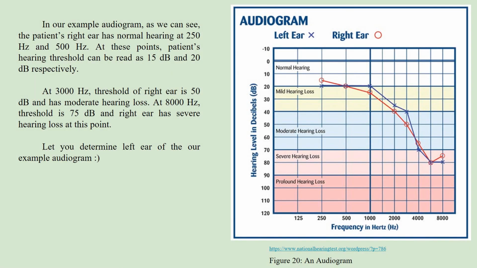This is the example data for an audiogram. The vertical line shows threshold and the horizontal line shows frequencies. In an audiogram, left and right ears are represented with different shapes. For example, the threshold of the patient's right ear is approximately 15 decibels at 250 Hz, and the patient has normal hearing at this point. When we look at 4000 Hz, the threshold of the patient's right ear is 65 dB and he or she has moderate hearing loss at 4000 Hz. Reading of an audiogram is like that, and it is the same for the left ear.